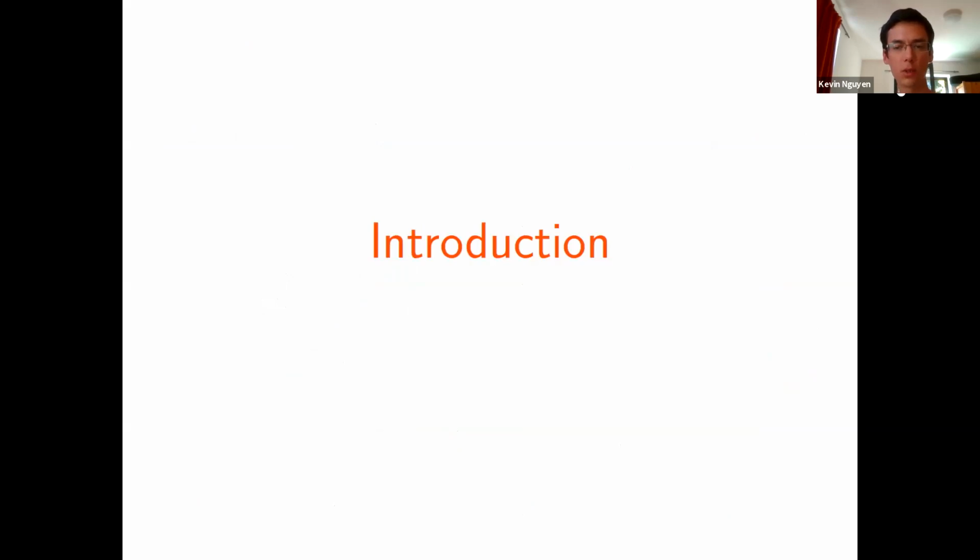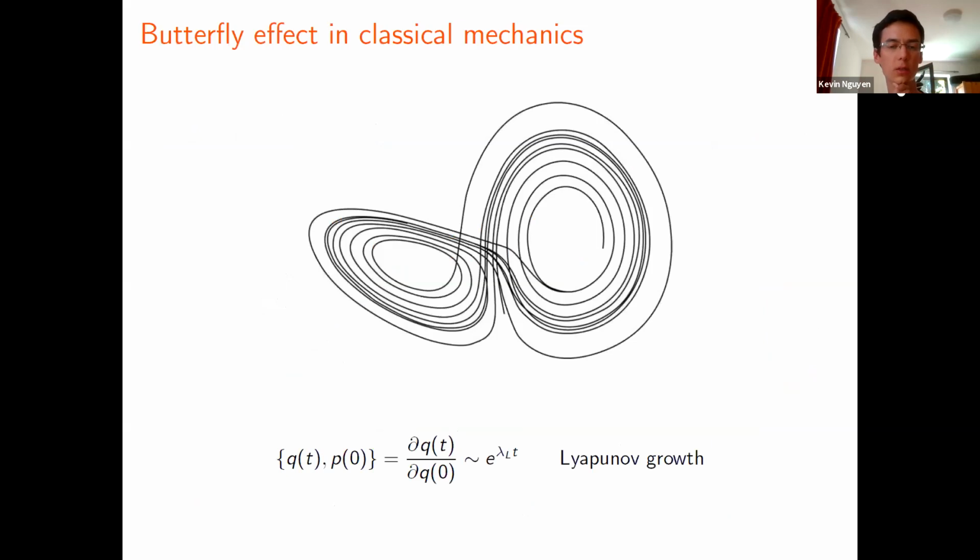Okay, so let me start with some general introduction so that everybody is on the same page. First of all, let's talk about chaos in a classical system, such as this Lorenz attractor. We will say that a classical system is chaotic if a small variation in initial conditions leads to widely different trajectories at some later time.